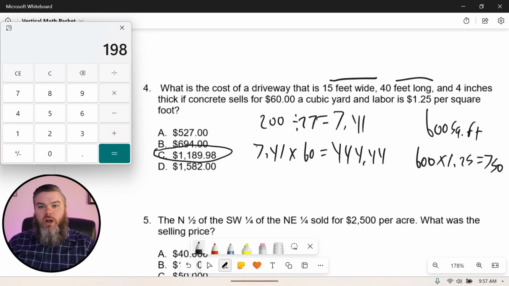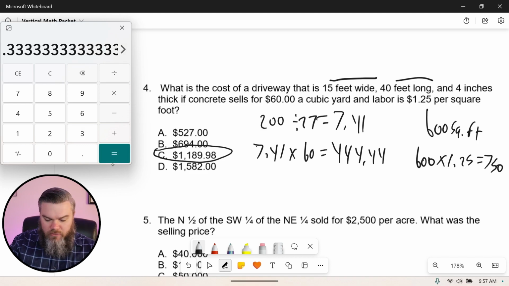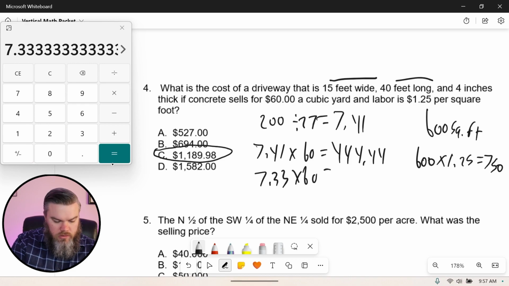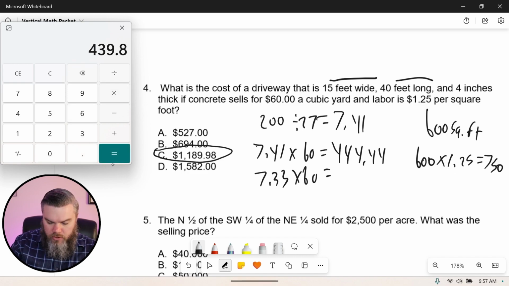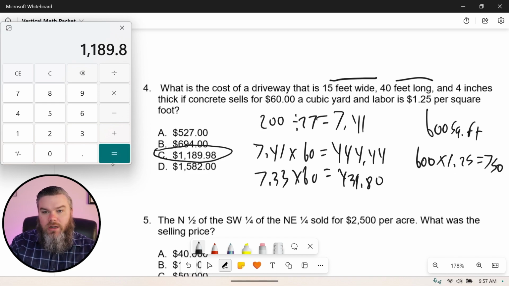And so if I was to just drop it down to 0.33, which is not as accurate as 0.333 repeating, for that cubic feet, it would have only given me 198 cubic feet. And then obviously divided by our 27 would have given us just 7.33 cubic yards times 60 would have given us 439.80 plus our cost of 750 for the square footage. There you go. So they just rounded it differently. Don't panic. Rounding, it will never come down to that in any way, shape, or form.